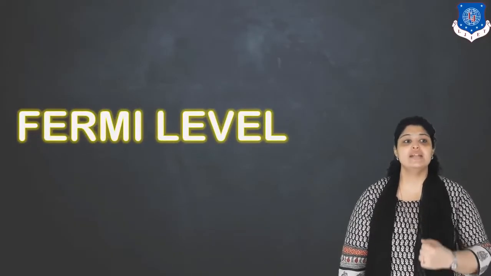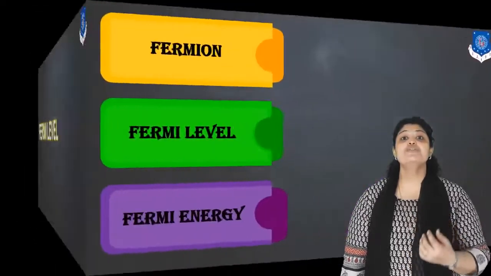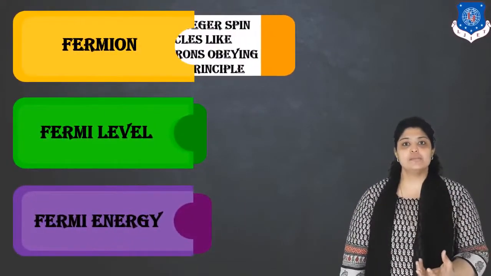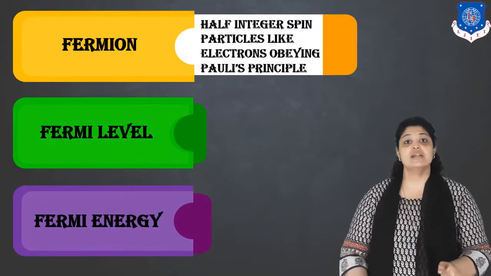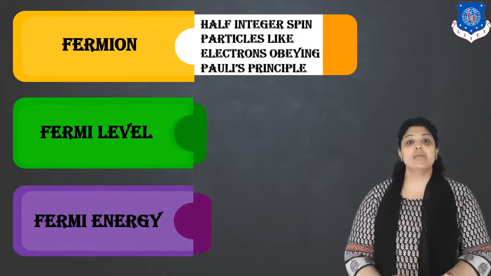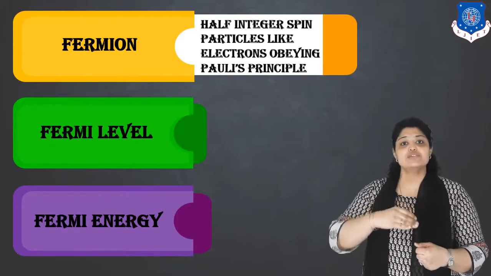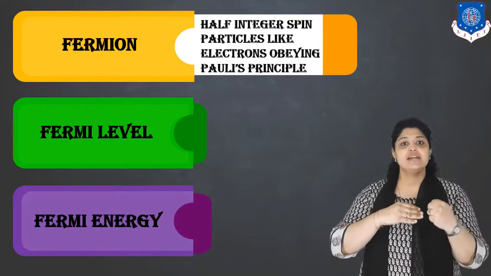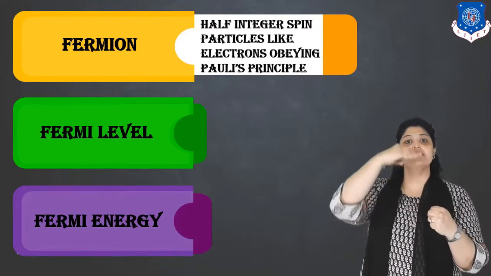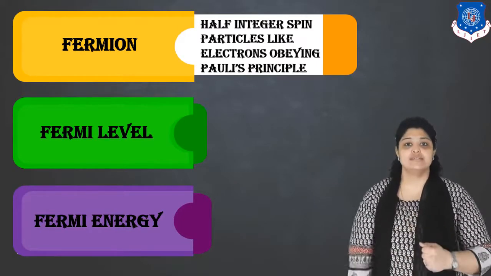Let's move ahead and discuss what Fermi level is, starting with the term fermion. What is a fermion? Fermions are half-integer spin particles like electrons which obey Pauli's principle. What does that mean? The filling up of electrons will start from the lowest level with 2 electrons per level, then the higher level, then the higher level, then the higher level. So this is the hierarchy of filling up of energy levels.